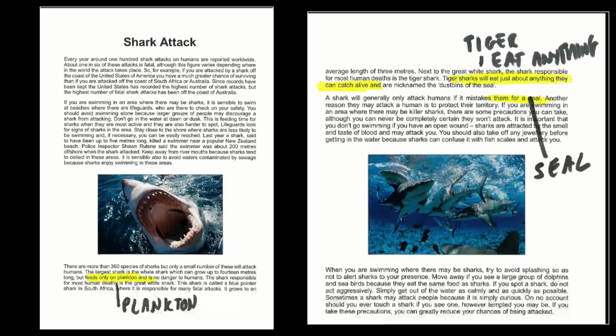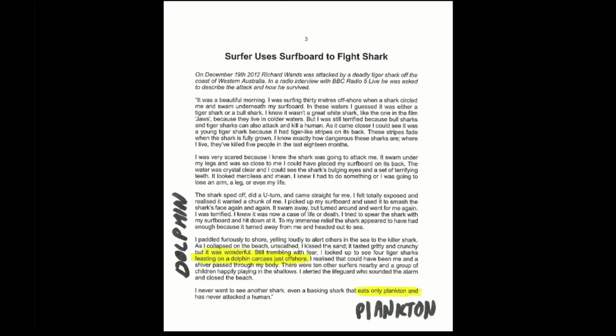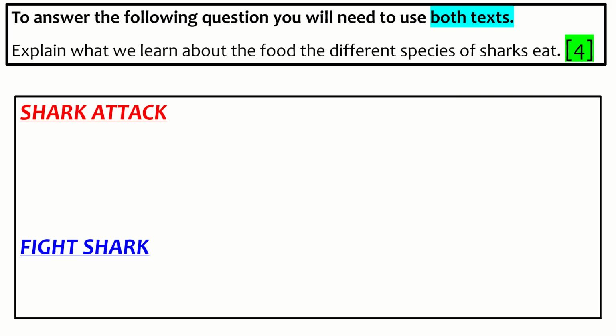So you basically go through it, and there's a couple of texts for each one. So in the Shark Attack article, it says that sharks eat plankton and the tiger sharks eat anything and seals. And in the Fight Shark one, it says some sharks eat dolphins and some eat plankton. So again, all I've done here is put the titles for each of my extracts.